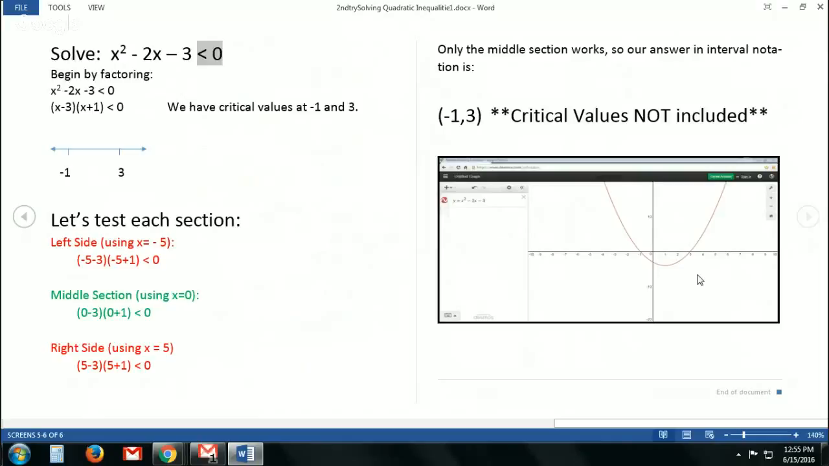To solve a quadratic inequality, get everything on the same side with 0 on the other, factor as much as you can, and find your critical values. Take those critical values and put them on a number line, then check each of the sections that are created with a representative number. The places that are true, that will be the solution that you give in interval notation.